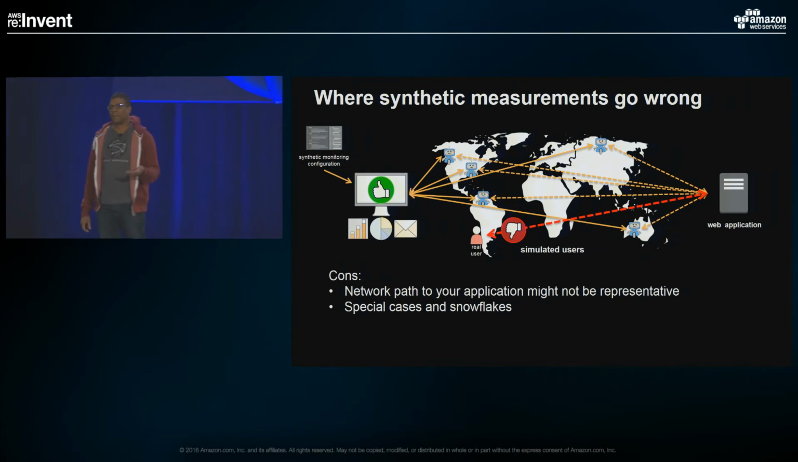So some of the cons that you can see there are that the network path is going to be completely different from your synthetic monitors than it is from your monitors that you might get from real user measurement. Not to mention that the special cases and snowflakes that you might have in these scenarios are also going to be very different for every end user that's using your application.